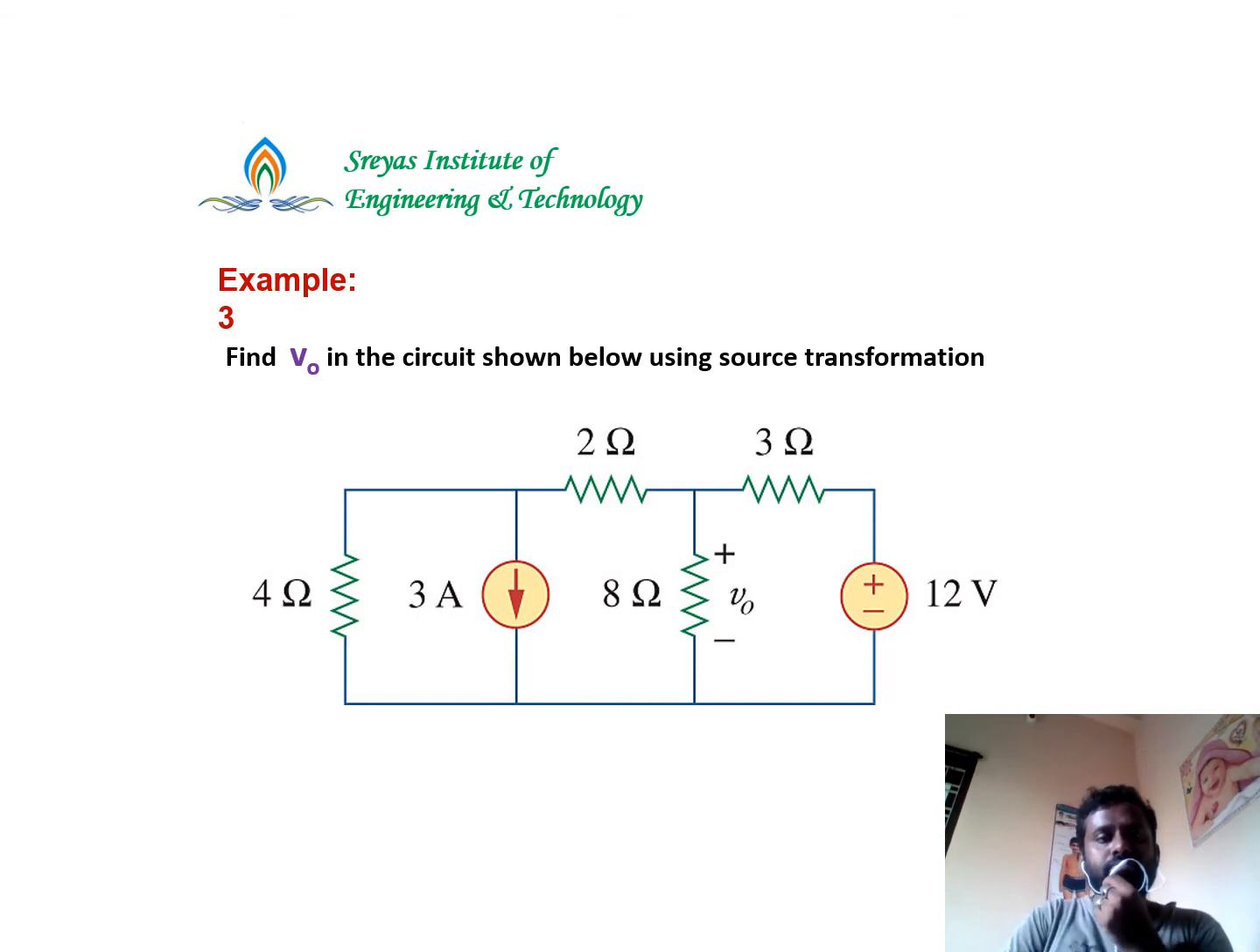So first we'll try to convert this current source of 3 amperes in parallel with resistance 4. That will give you 4 into 3, 12 volts in series with 4 ohms. And now 4 ohms and 2 ohms will be in series, and we'll also convert this 12 volts in series with the resistance 3 ohms to a current source. So I value will be V by R. 12 by 3 is 4 amperes.